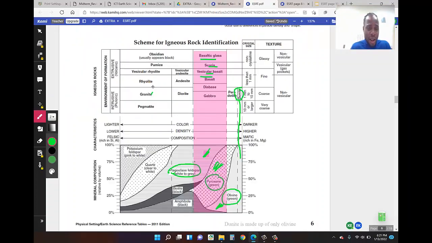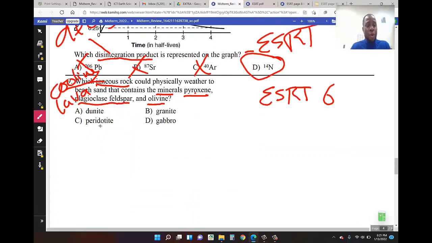Granite, definitely not granite. Granite is on the left side. Granite is a felsic, light color, low density, rich in silicon and aluminum kind of rock. It does not fall in that region. We are definitely looking at a basaltic rock because these are the rocks that are going to be mafic, high density, and darker in color. So it's definitely not granite.